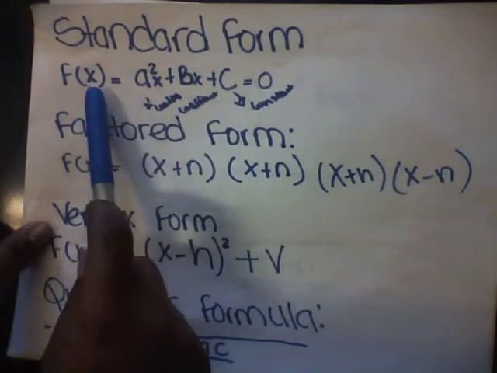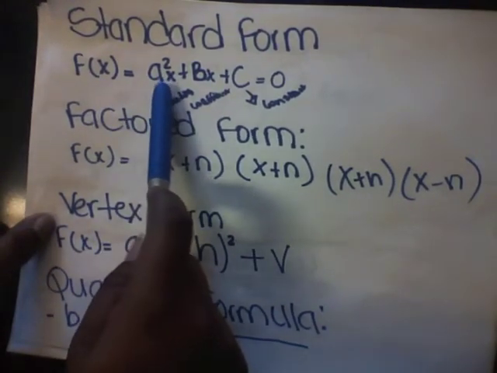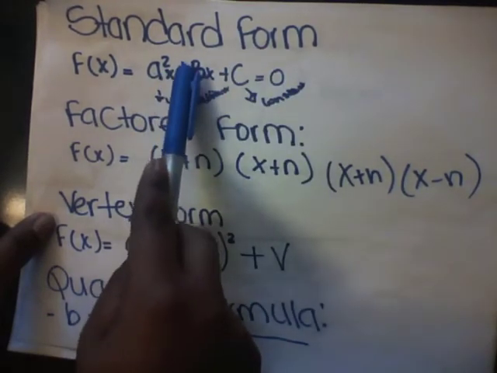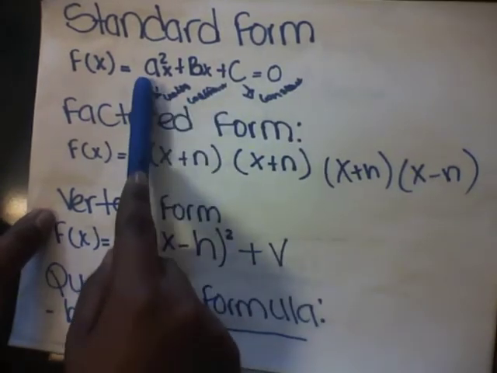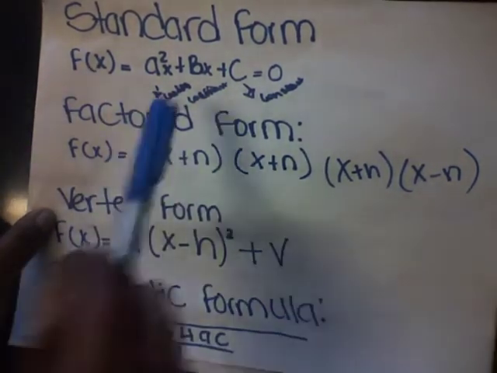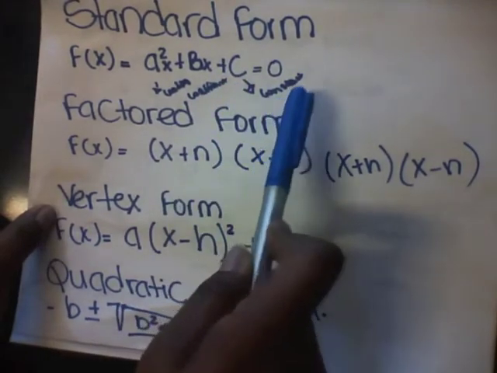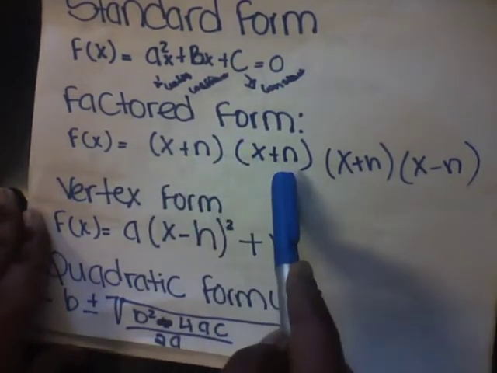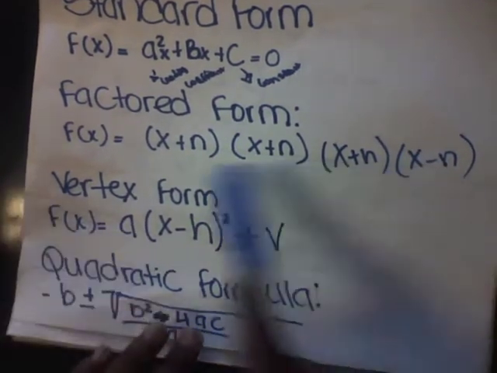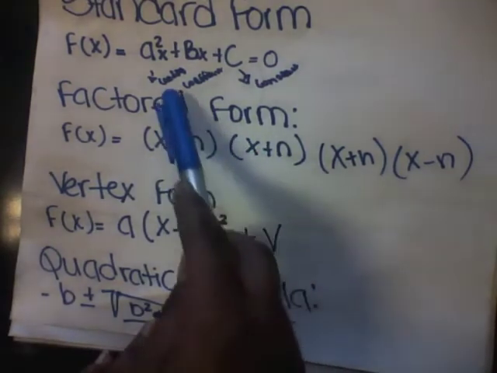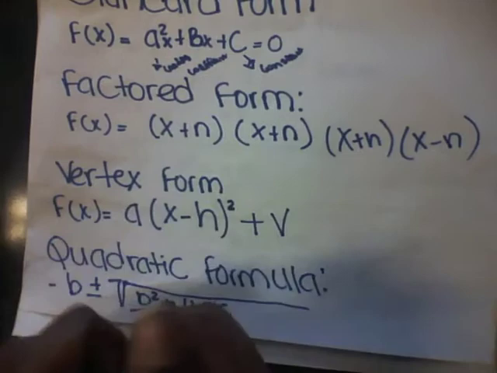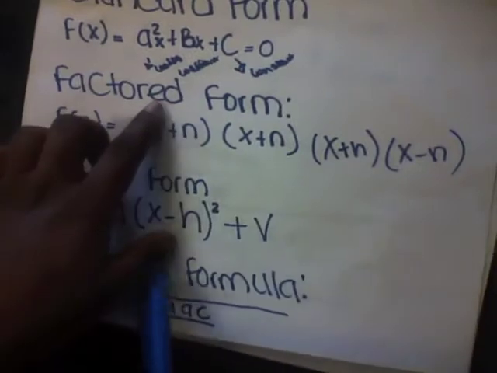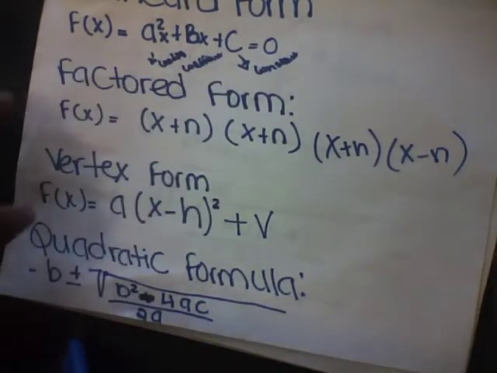The standard form is f of x equals ax squared plus bx plus c, or it could be ax squared plus bx plus c equals 0. The ax squared is the leading coefficient, while c is the constant. Factored form could be written as f of x equals x plus n, or x minus n. If you multiply it, it will go back to standard form. It could be either way, it does not matter. And you have to remember that the leading coefficient is really important, and I will tell you later why.